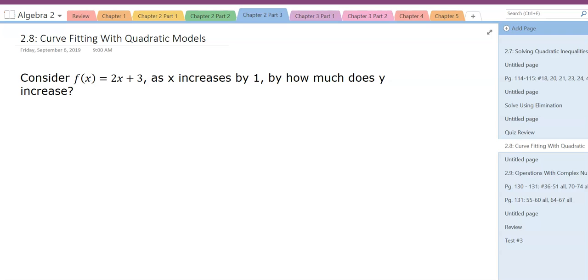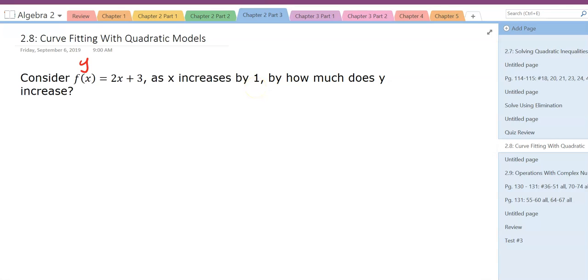So the first thing I want us to talk about is to think back to the linear situation. Remember, linears are just lines, so straight lines. They either have positive, negative slope, no slope, or an undefined slope. This one starts with f of x, remember that just means y, equals 2x plus 3. And this is saying as x increases by 1, by how much does your y increase?